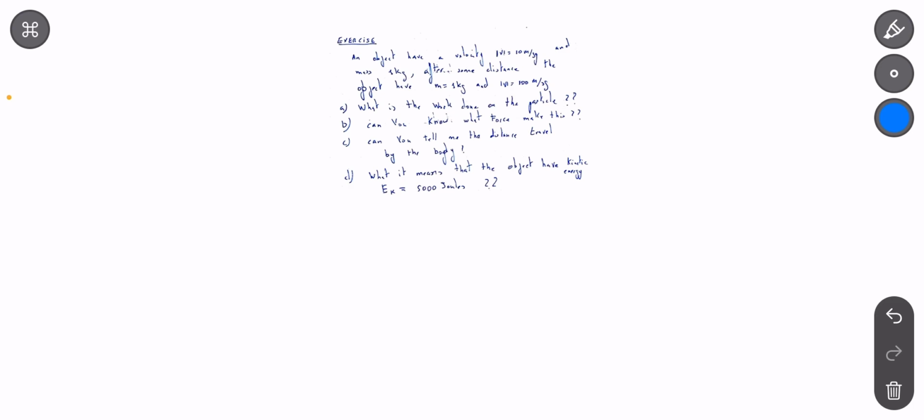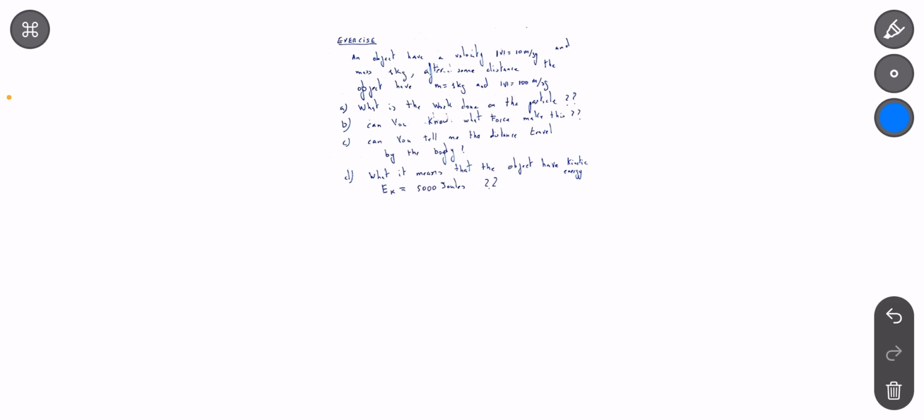Now, for part C, it goes, can you tell me the distance traveled by the body? And it says we can only tell that the force times displacement would equal 4,950 joules, or around 5,000 joules. But we can't tell the distance, right? Because we're not given that value.